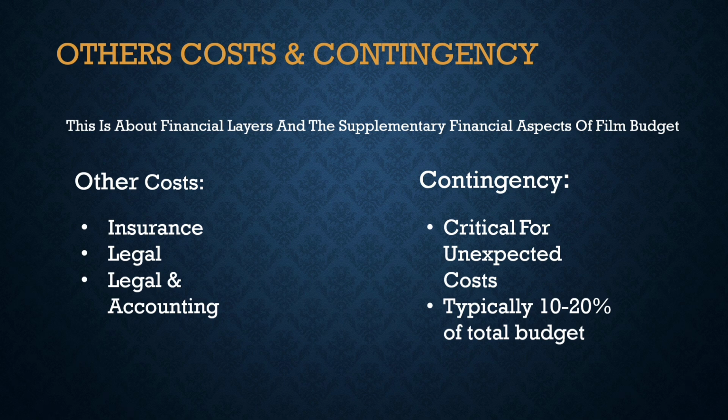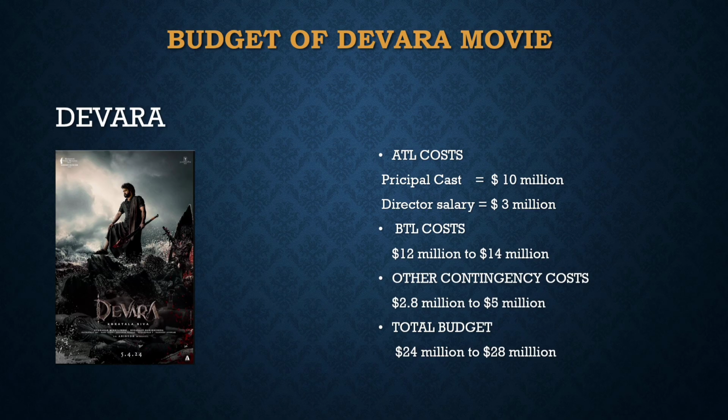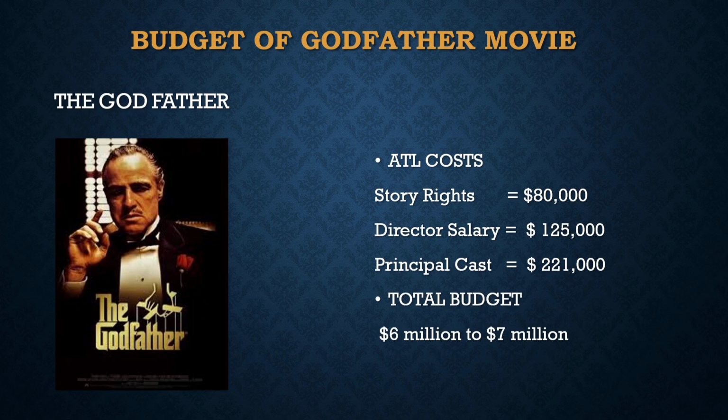Contingency and case studies. Beyond ATL and BTL, there are other essential costs like insurance, legal fees, and accounting. Most importantly, we include a contingency fund. Usually, it is between 10 to 20% of the total budget to protect the project from unexpected costs or delays. And now you can go through some case studies of budgets of the Devara movie and the Godfather movie.